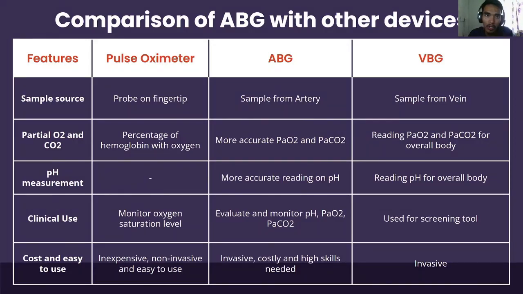Next, we're moving to the comparison of ABG with other devices. So we have three devices here, which are the pulse oximeter, ABG, and also VBG. The first difference is the sample source, where the oximeter uses the fingertip, while ABG and VBG take directly from the blood vessel, which is artery and vein. ABG for artery and VBG for the vein.